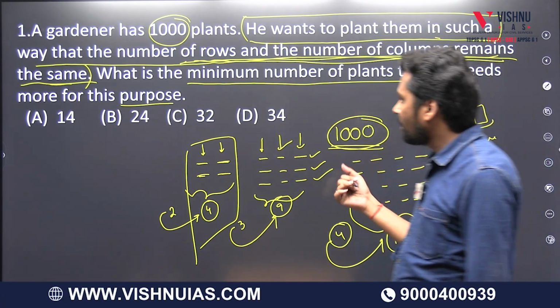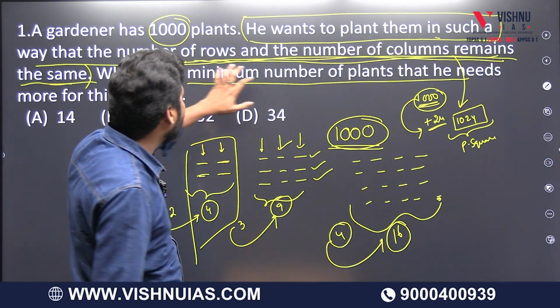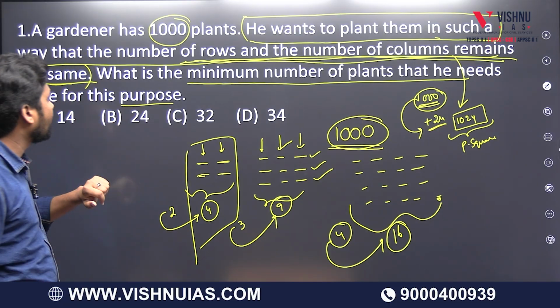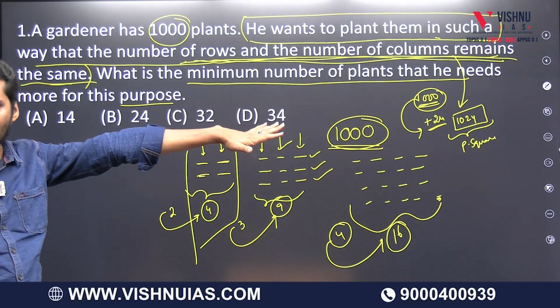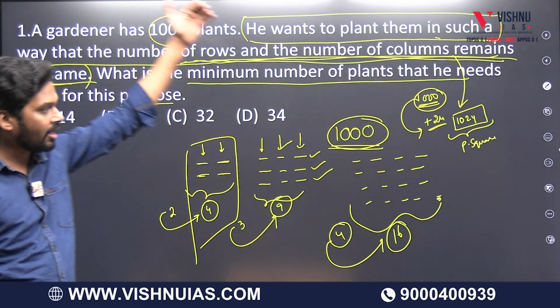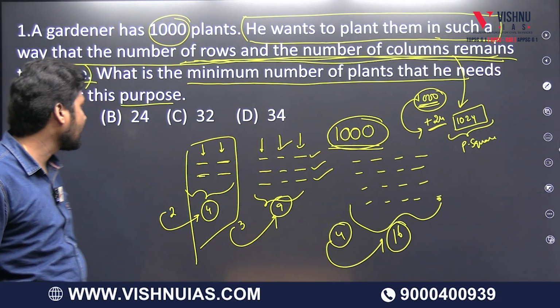So that is the question he's asked: what is the minimum number of plants he needs more for this purpose. He had already 1000. The nearest perfect square we take is 1024. From 1000, how much extra do we need? 24. So the answer is 24.